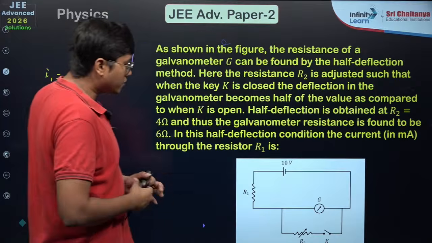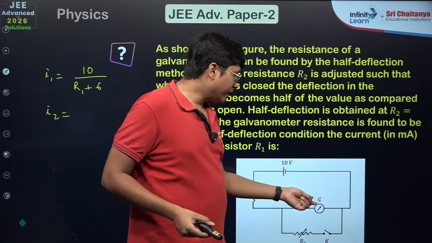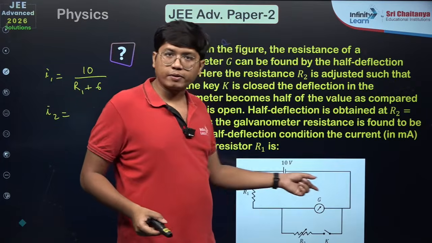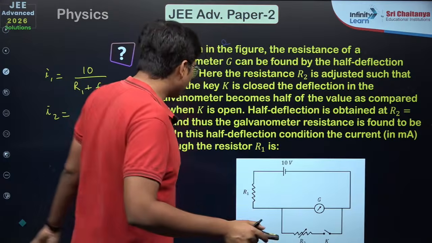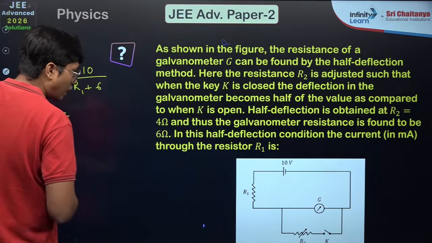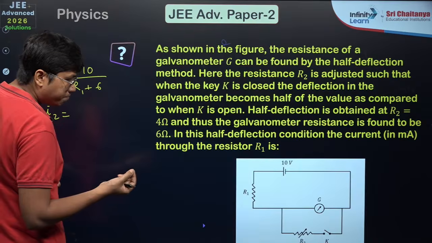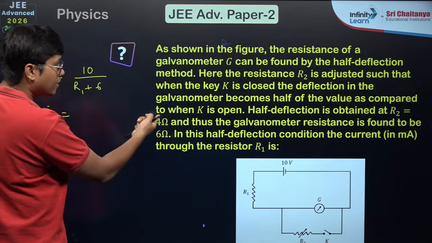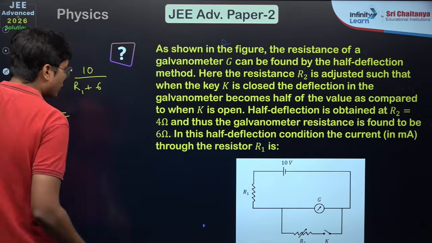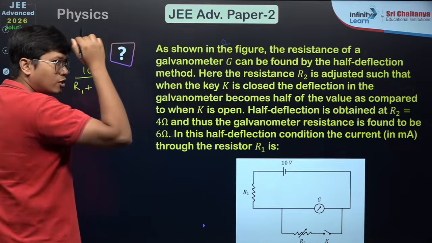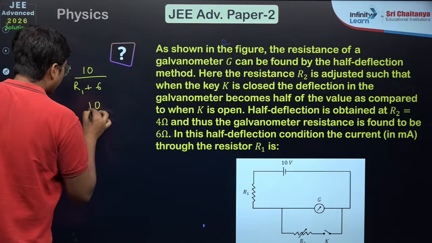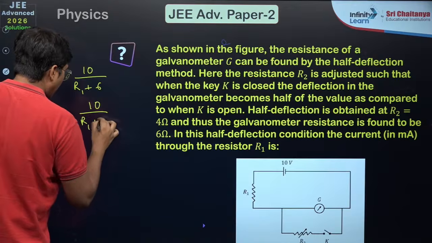In the second case, when you're looking at this, the net equivalent of this setup is how much? That is 6 and that one is 4, right? R2 is 4, yeah. So 6 into 4 by 6 plus 4, that's 2.4. So it is 10 divided by R1 plus 2.4.